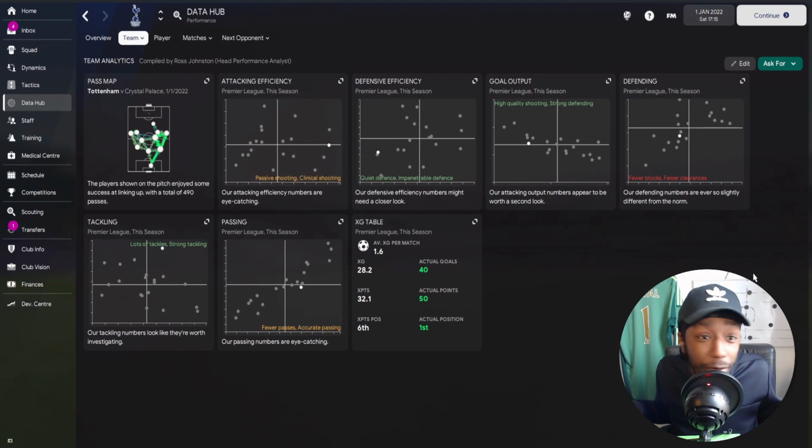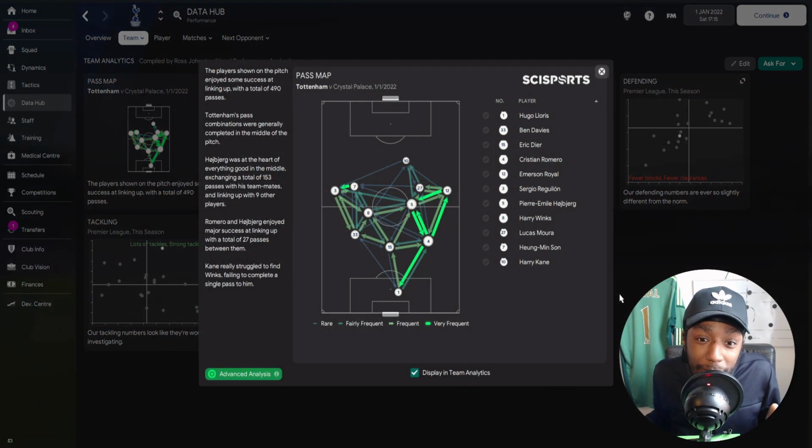Now, in the data hub, we can look at the pass map from the most recent game, which was against Crystal Palace, and this is what we look like. Now, what I really wanted to see was Harry Kane, probably a bit deeper, but as we can see as well, Heung-min Son and Lucas Moura operating in that half channel, very narrow compared to what they would have been operating on the flanks.